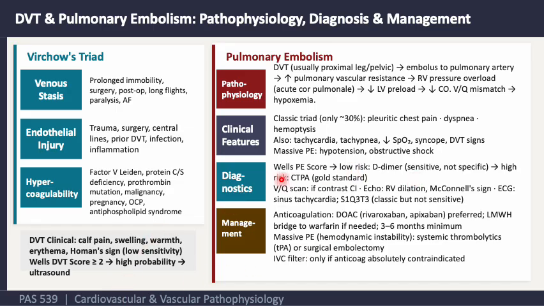For diagnosis, again, you can use the Wells PE score. The Wells score is basically just a clinical tool used to estimate the probability that a patient has a blood clot in their lungs.